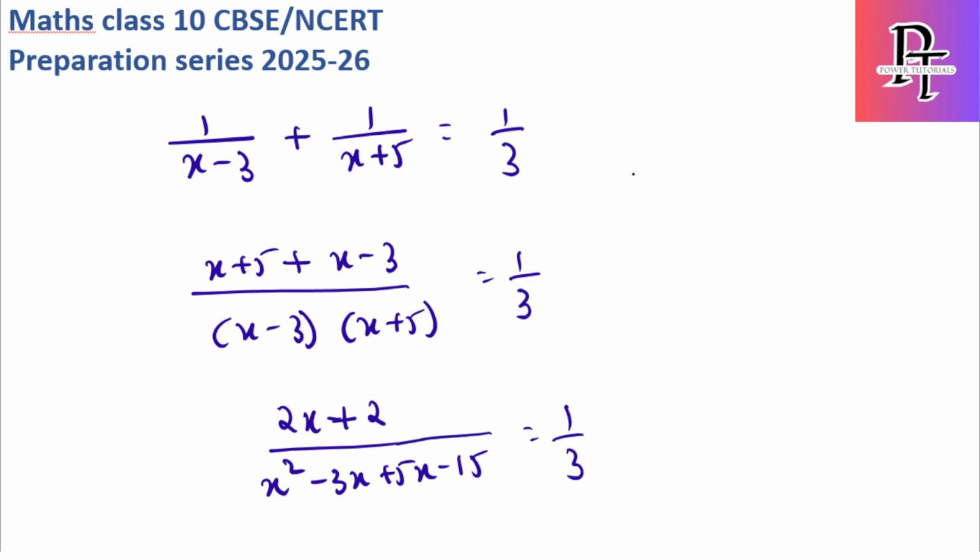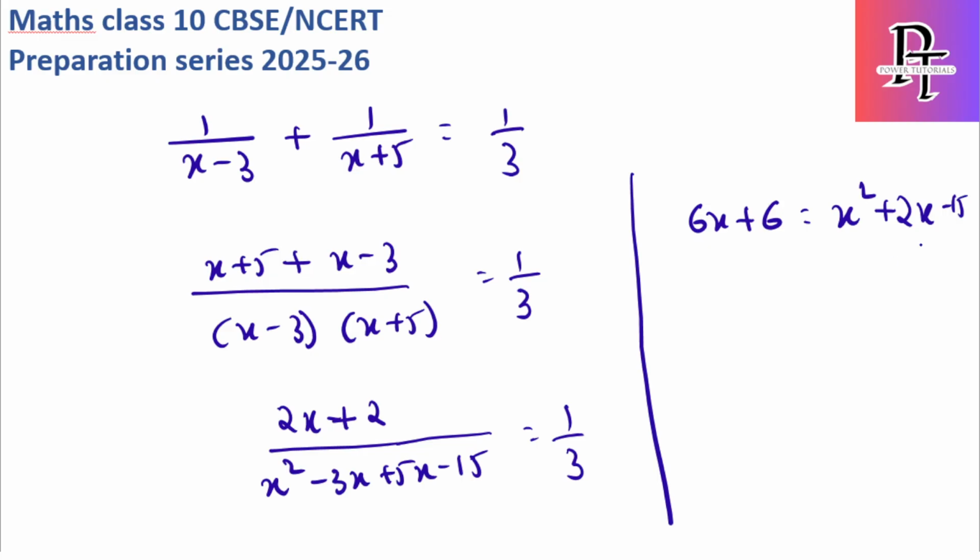So cross multiply. So 3 into (2x + 2) becomes 6x + 6, and x² - 3x + 5x - 15. So if you move this to the right side, this becomes x² + 2x - 15 - 6x - 6 is equal to 0. So x² - 4x - 21 is equal to 0.